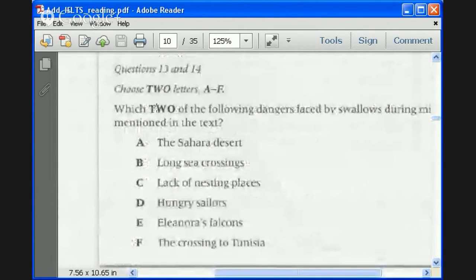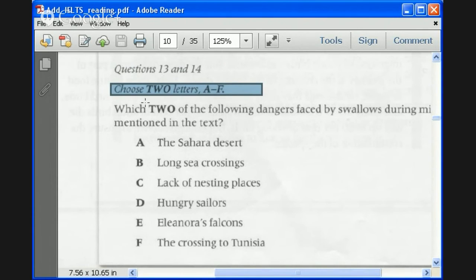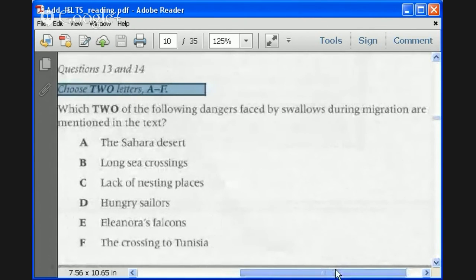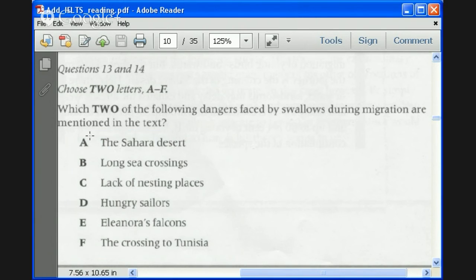Okay, now, last two questions, 13 and 14. Choose two, A through F. Which two of the following dangers faced by swallows during migration are mentioned in the text? What do you think? Raphael, go ahead. I think the Sahara Desert is the most dangerous, and in second place, long sea crossings.